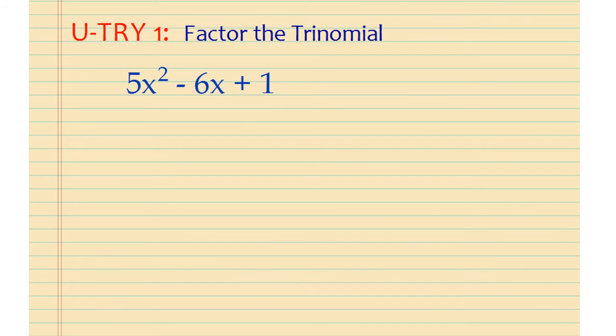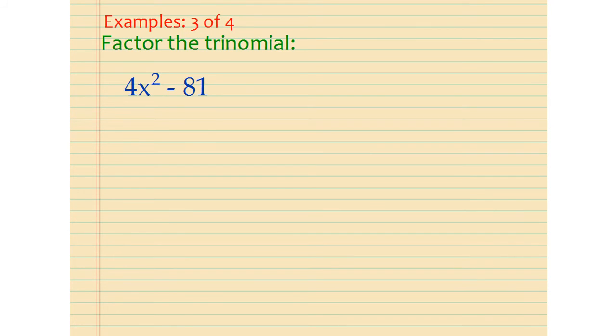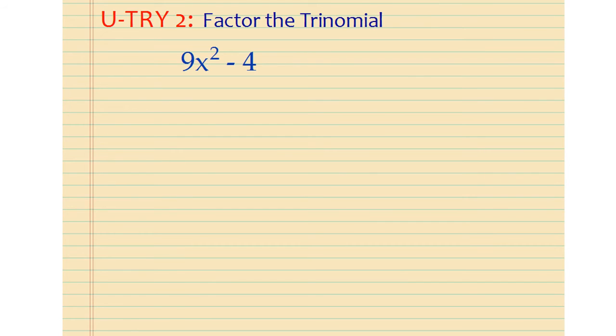Here's your U-try. Follow each step. Multiply your a and c, and then find factors of ac that could add up to b. Here's your second U-try. On this question, you might want to do 9x squared plus 0x minus 4. After you multiply a and c, the factors of ac must add up to 0.